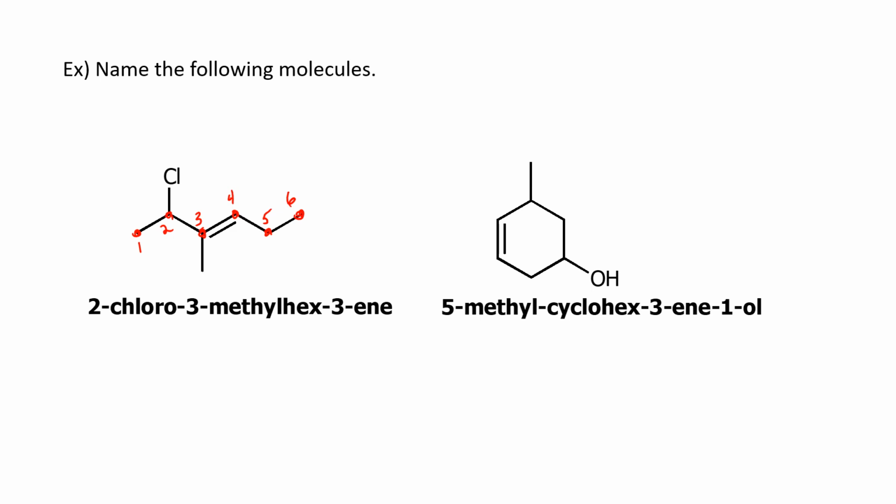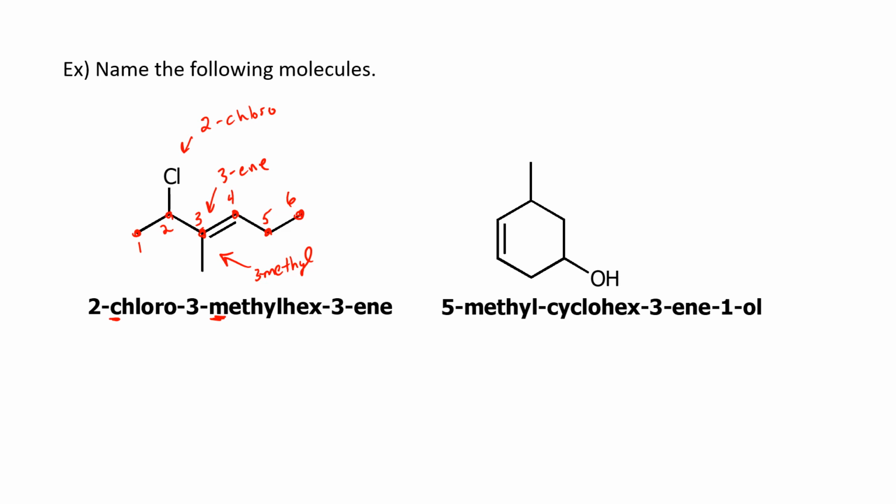If I started numbering from the right, I would also have a 3-ene. However, my methyl group would have been a 4 versus having my first substituent as a 2-chloro, 3-methyl. And I've got a 3-ene here. So C comes before M, so I have a 2-chloro, 3-methyl, hex-3-ene.